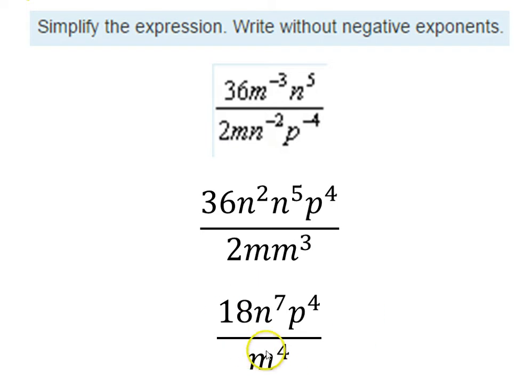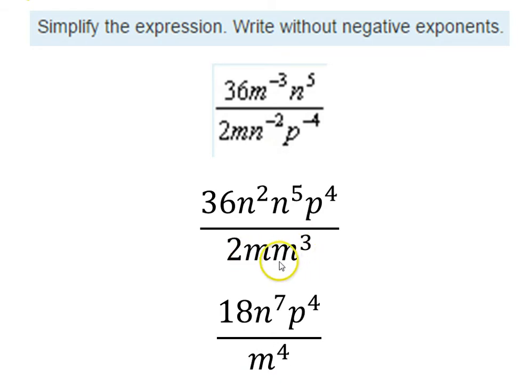Now we can talk about this. The 18, from simplifying this expression now, comes from 36 divided by 2. 36 over 2 can be simplified to 18, 18 over 1. So that's where the 18 comes from. N to the seventh, well, we have n squared times n to the fifth. Add these two exponents together, because we have 7 n's in the numerator, we get n to the seventh. P to the fourth, there's no other p's to combine that with in the numerator, so we leave it as p to the fourth. And then m to the fourth comes from the m times the 3 m's here.